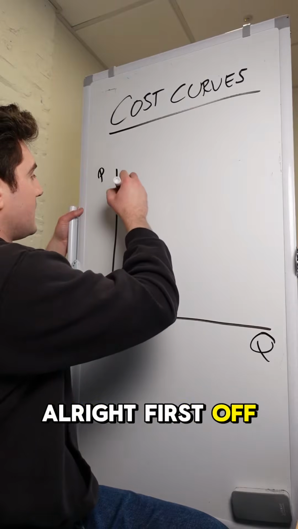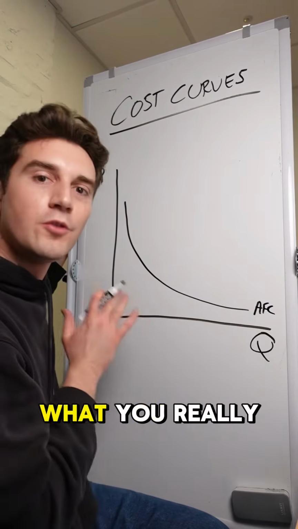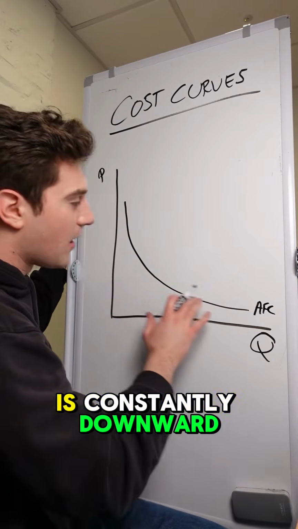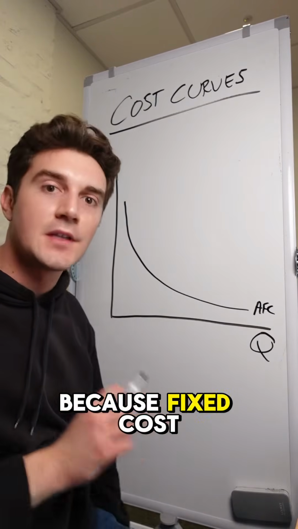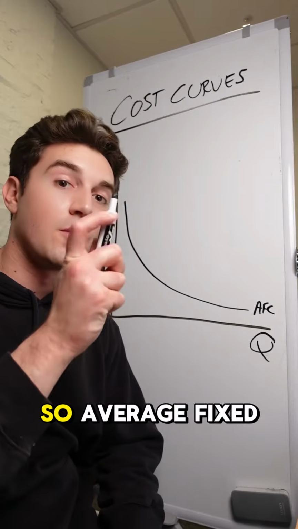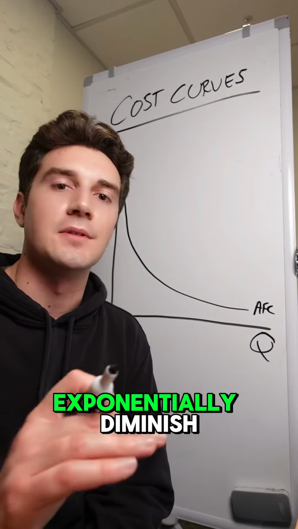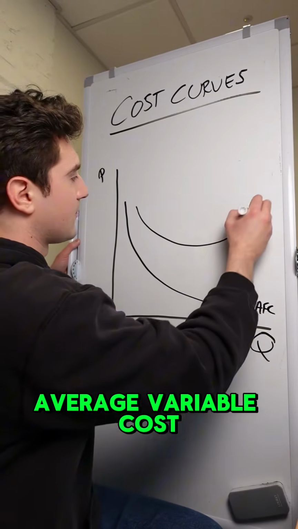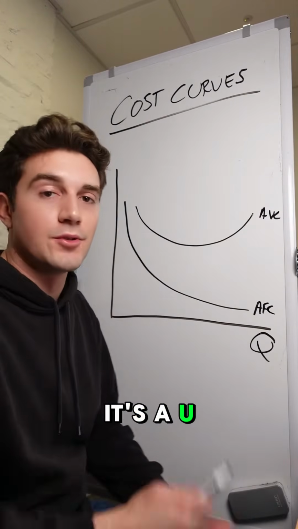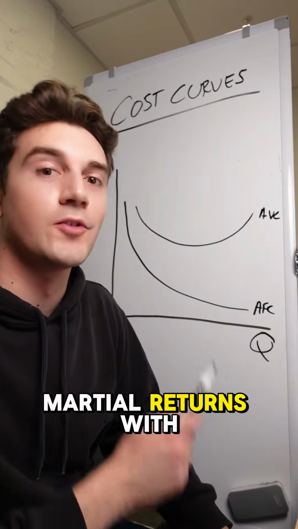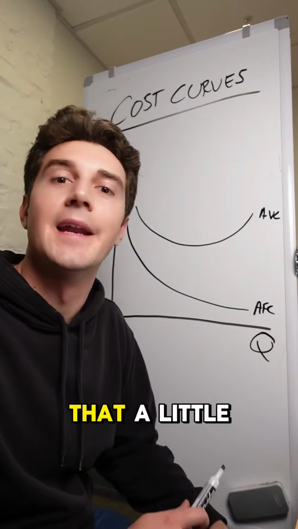All right, first off, the average fixed cost curve. What you really got to know about this is that it is constantly downward sloping because fixed cost is a fixed number. So average fixed cost, as we divide it by more and more units, will exponentially diminish. All right, next up here is average variable cost. The reason that it's a U-shape is because of diminishing marginal returns with the marginal cost curve. We'll get into that in a little bit.